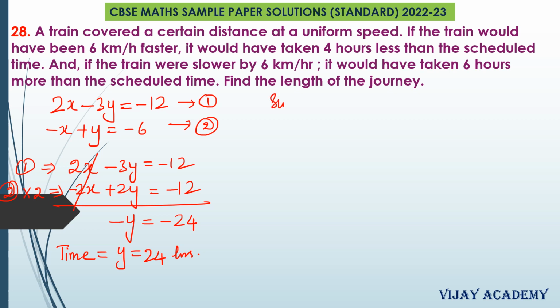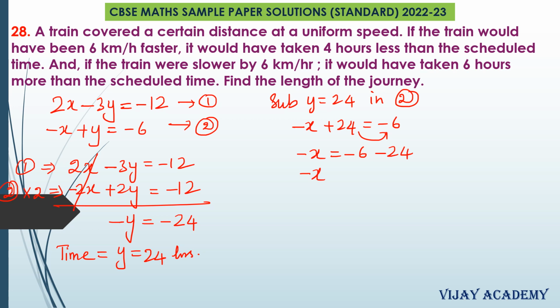Now let us substitute in any of the equations to get the speed. So substitute y equals 24 in equation 2, so that we get minus x plus 24 equals minus 6. Transpose 24 to the RHS, we get minus x equals minus 6 minus 24. Therefore we get minus x equals minus 30. Therefore it is x equals 30. So speed is 30 km per hour.